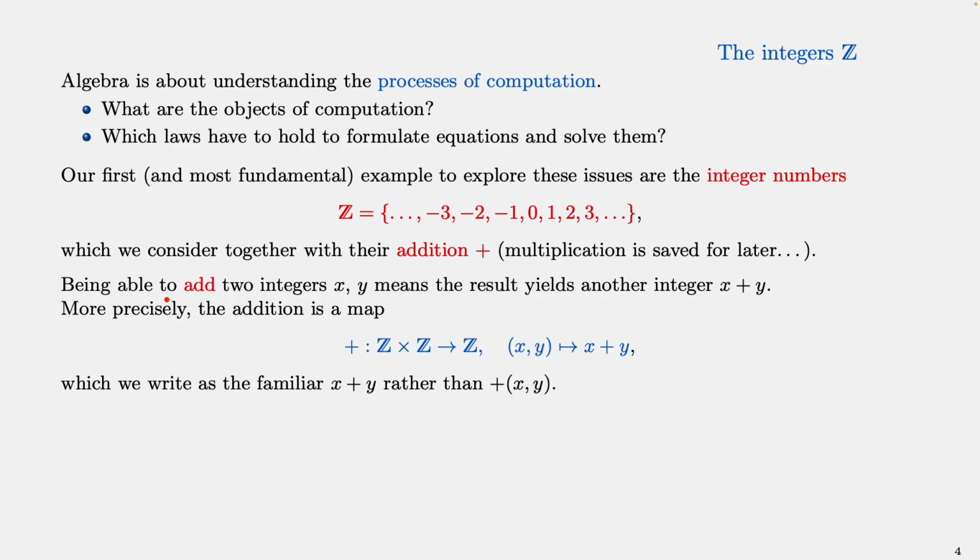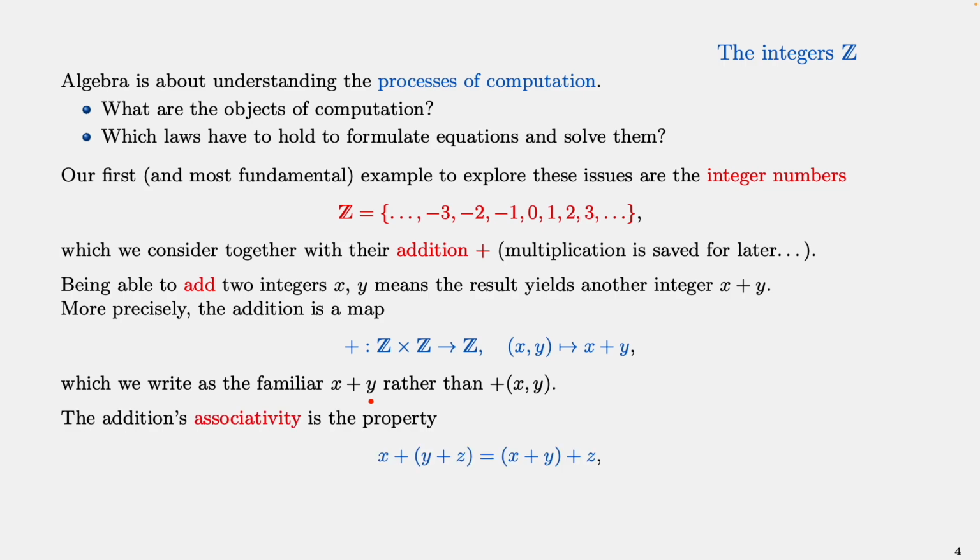What does it mean to add two integer numbers? You know this notation, x plus y. So this is, precisely speaking, a map plus from the Cartesian product of the integers with itself. So you take a pair of integers, and what you get out from this map is a single integer that we denote by x plus y. And instead of using the usual functional notation plus with arguments x, y, we stick with our familiar notation x plus y for this map.